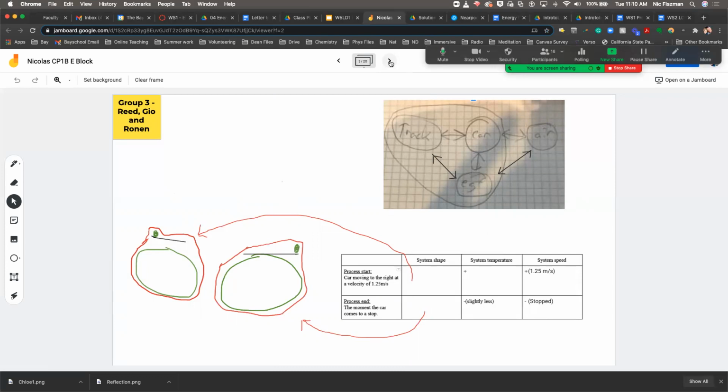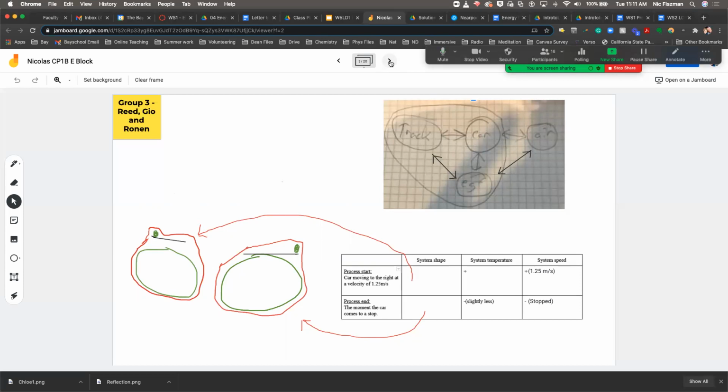Let's see, one more. So again, the car moving from one side to the other side. Okay, system shape. So in your mind, Reed, Gio, and Ronan, do you think that the shape changed? I'm assuming your track is horizontal, or am I wrong? Yeah, we tried to make it that. Okay, so that's what I'm reading. I just want to make sure. So if your track is horizontal, and this is going to happen a lot, by the way, we have a horizontal track. At first, the car is on the left side, and then the car is on the right side. Does that constitute a change in shape?